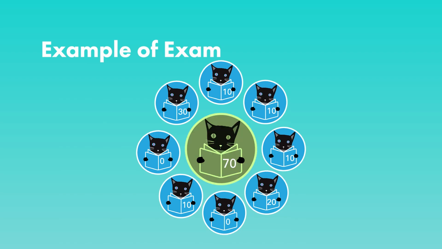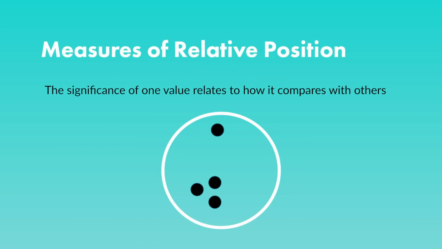Or imagine that you have the 70 but everybody failed. Then you would be really happy because you would be the only one that had passed the course and with a good grade. So in general, how significant a value is depends on how it compares to the rest of the data, to the rest of the observed data points. And this is essentially the concept of relative position.